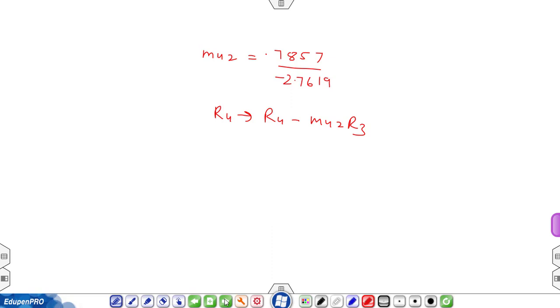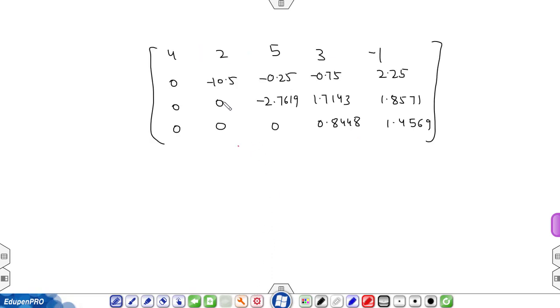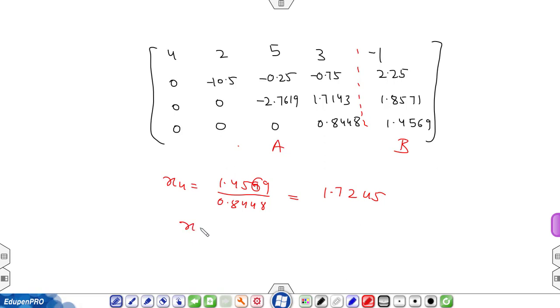Okay, after that we are getting this matrix. This is the matrix we are getting after applying row operation. So this is your A matrix, this is your B matrix. We can compute the value of the variable x4, that is 1.4569 upon 0.8448. This value is 1.7245.